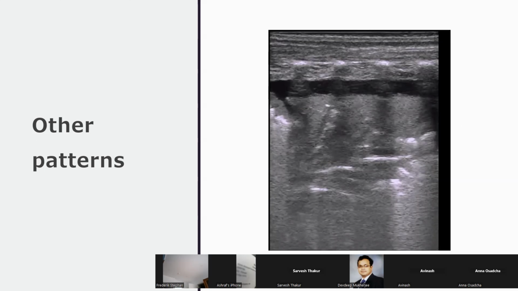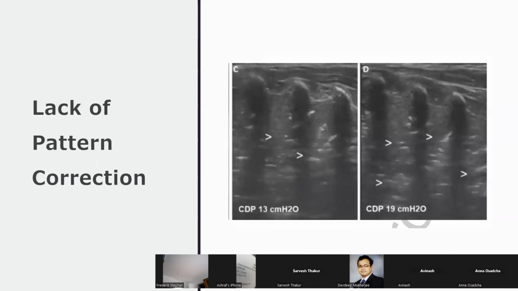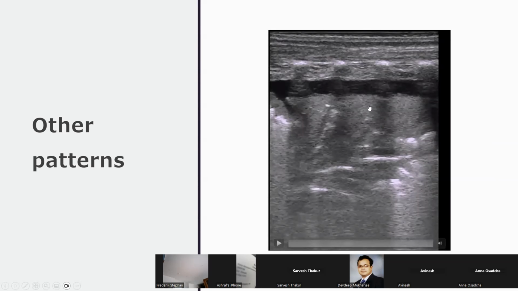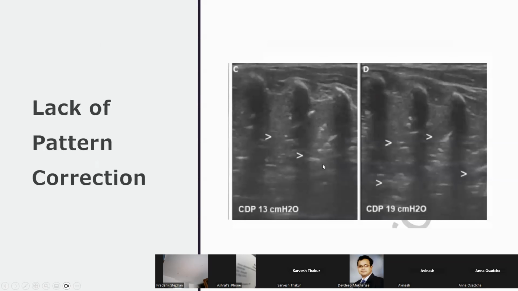So again, it's just holistically looking at your baby. But what is very important is that if you did a recruitment maneuver and you found that there was no correction in the pattern, as might be the case in this situation because you have a significant effusion, then really what you need to do is stop.